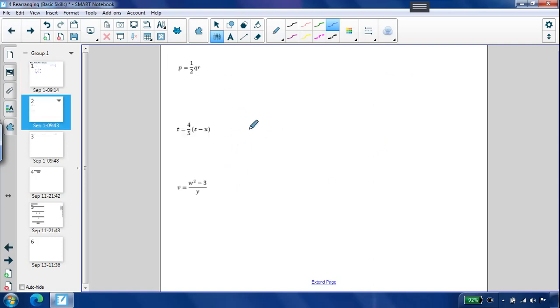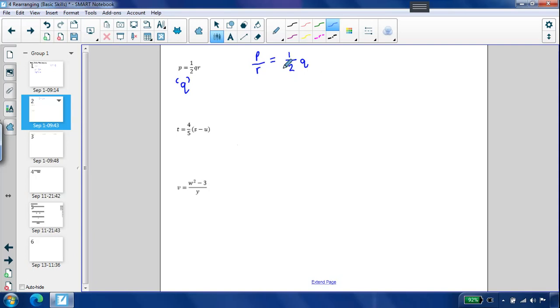Let's have a look at these three then. So P is equal to a half QR at the top. I'm going to rearrange to make Q the subject. So I'm going to look at moving the R over first. And remember, in between the half and the Q and the R, there is a hidden multiply. So to get rid of the R, I'm going to divide both sides by R. So I'll have P over R is equal to a half Q.